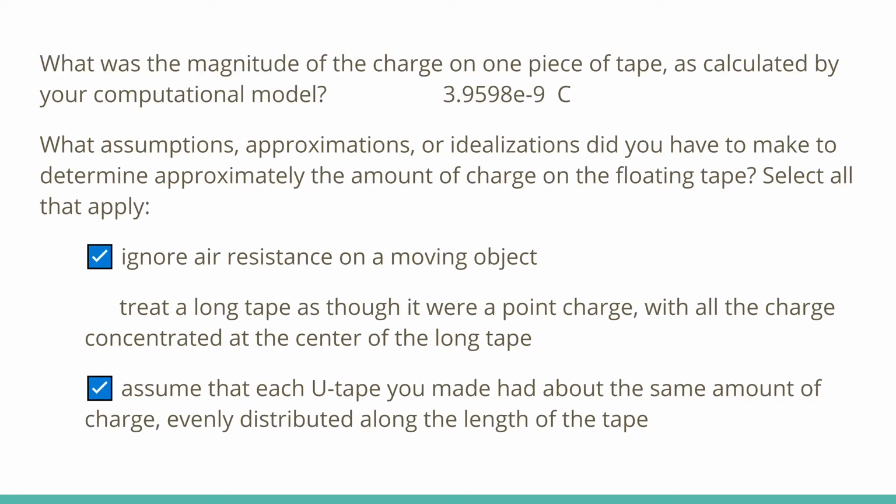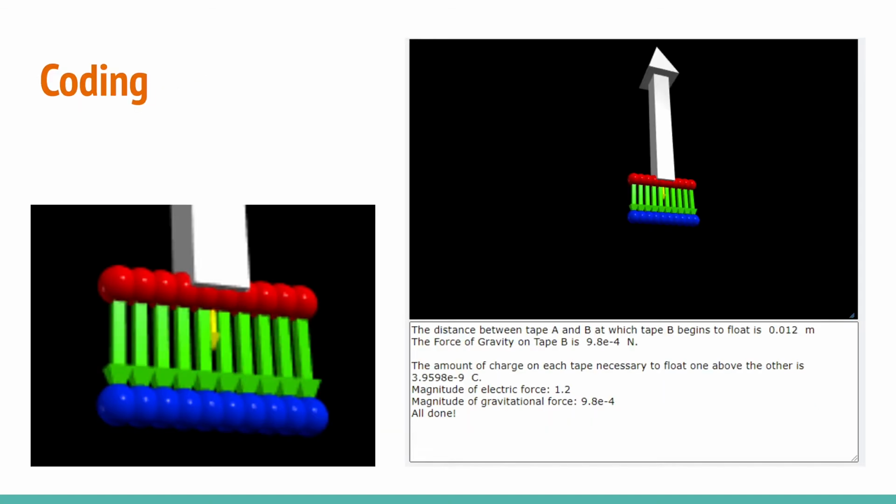The magnitude of my charge of one piece of tape was 3.9598 times 10 to the negative 9 coulombs, and that was calculated with my computational model. To get this value, I had to assume that air resistance was negligible on a moving object, and I had to assume that each piece of tape I made had the same amount of charge evenly distributed along the length of tape, while in reality those charges were likely different and air resistance probably had an effect.